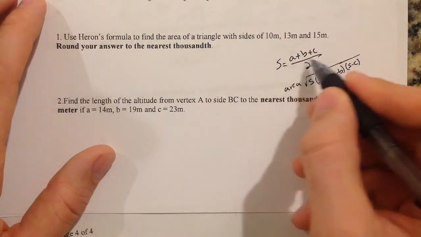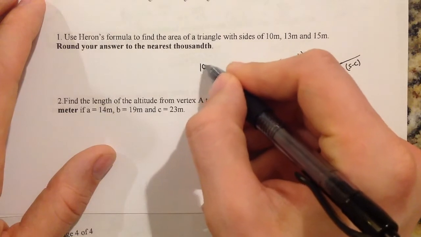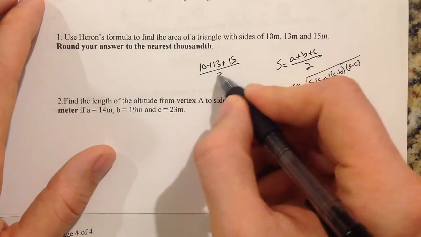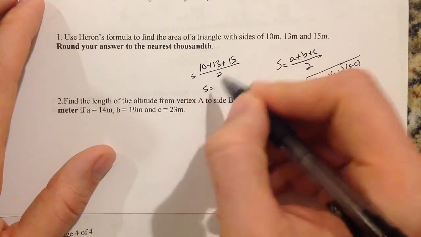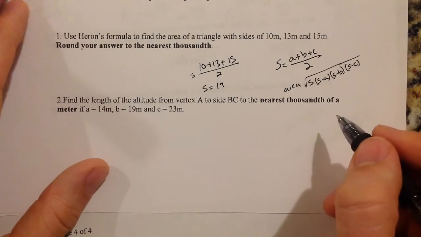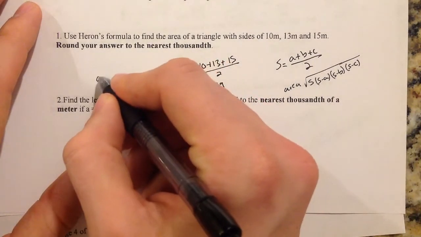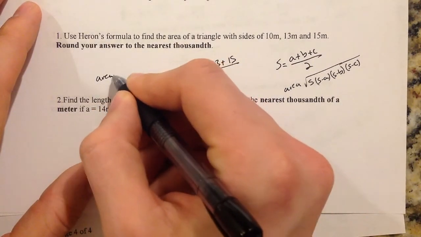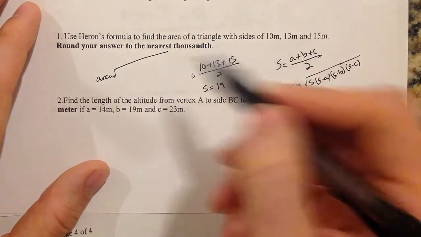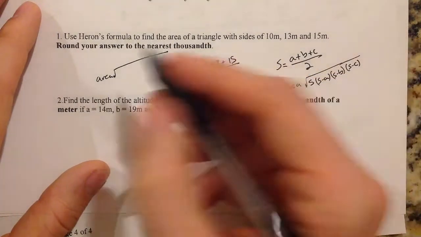The first thing I need is this ratio. So I'll have 10 plus 13 plus 15. That's going to be 38, divided by 2 will give me S. 38 divided by 2, of course, is 19. And then I'm going to execute my area formula. Now, different than the other problems, they want us to round this to the thousandth, so we just get to throw this bad boy into the calculator.